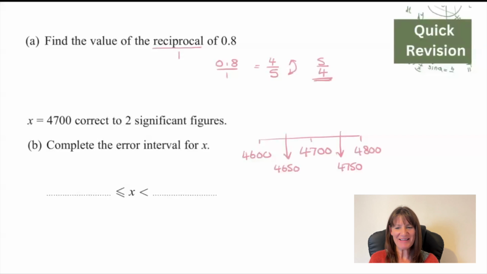So I hope I've made that fairly clear. It didn't feel like it as I was saying it. The number line that you draw always fits with the number that you've been given, okay?